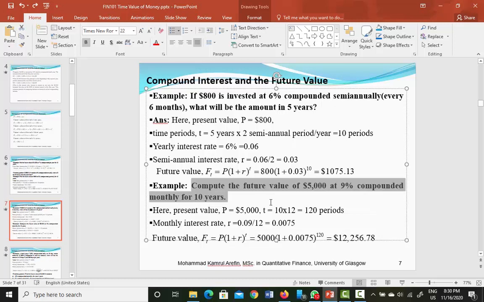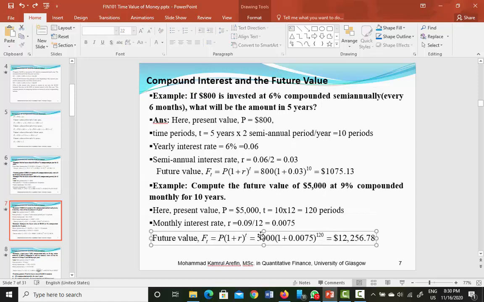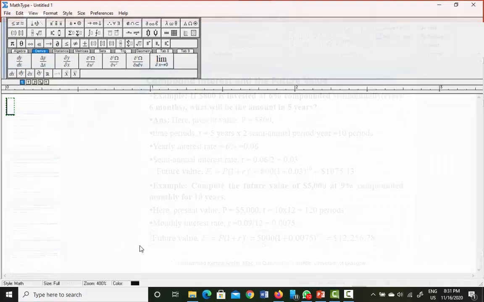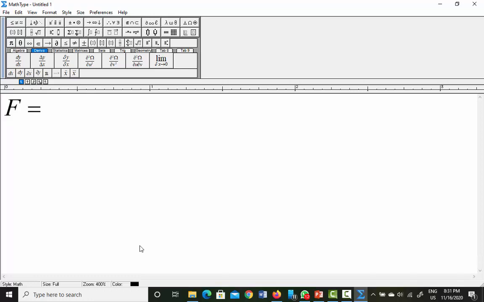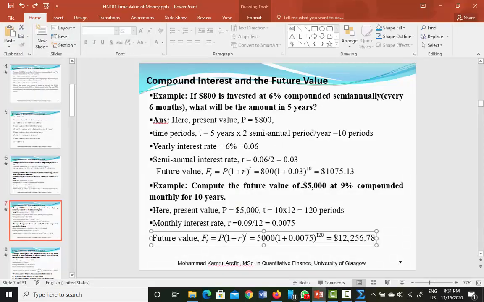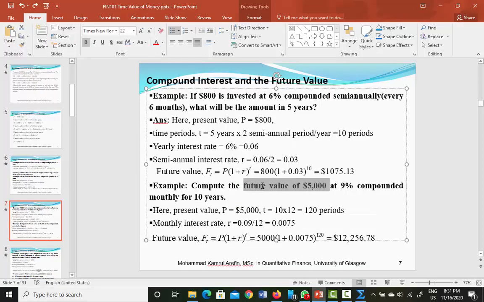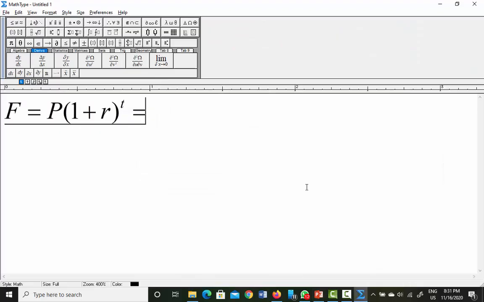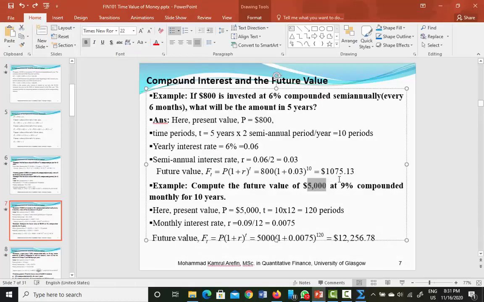So we need to find the future value. F is equal to P into 1 plus R power T. So future value is equal to present value multiplied by 1 plus R power T. Here P is the present value. We need to find the future value of $5,000, so $5,000 is the present value, multiplied by 1 plus R. The rate of interest is 9%.